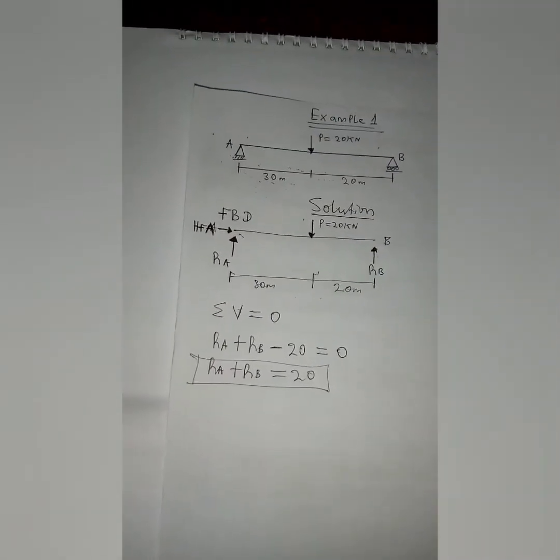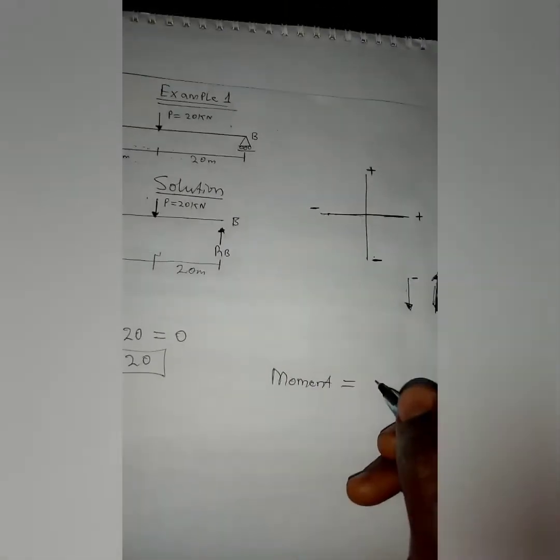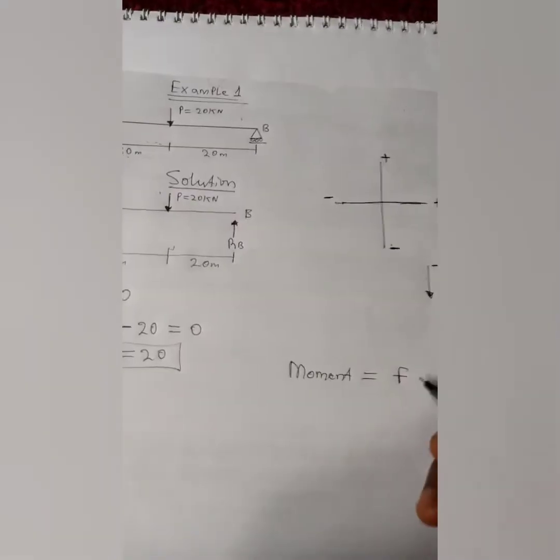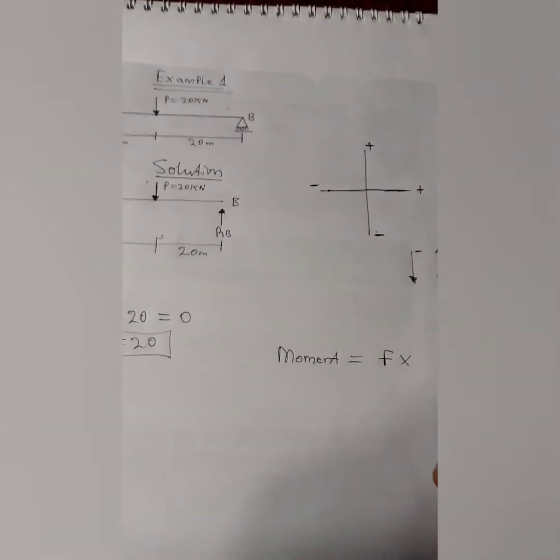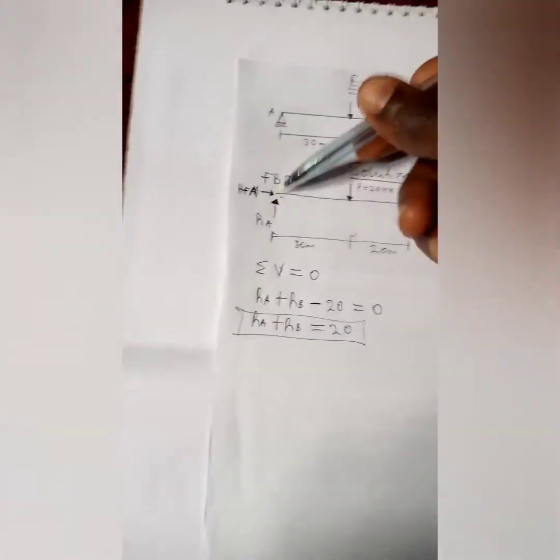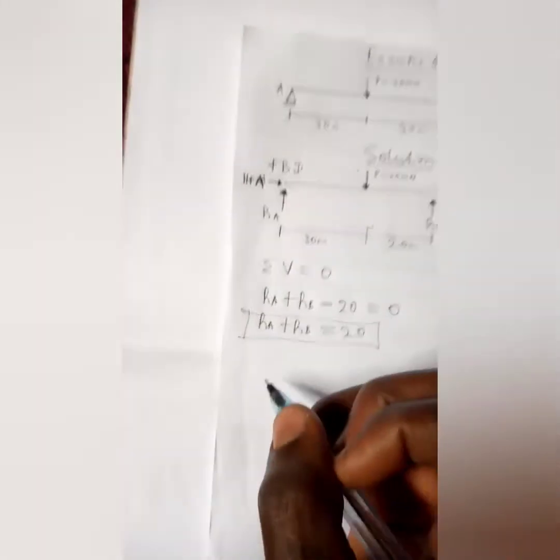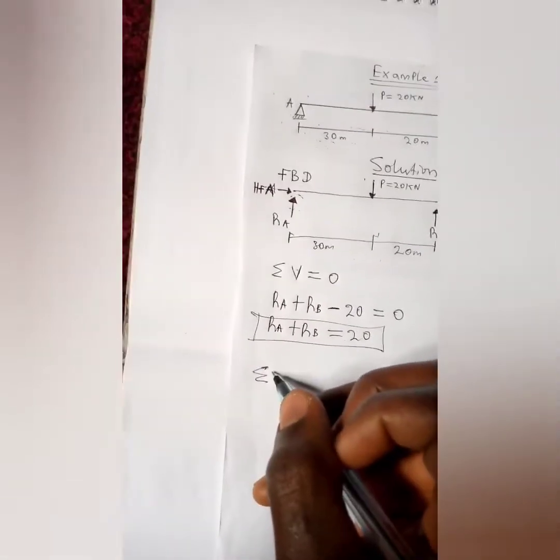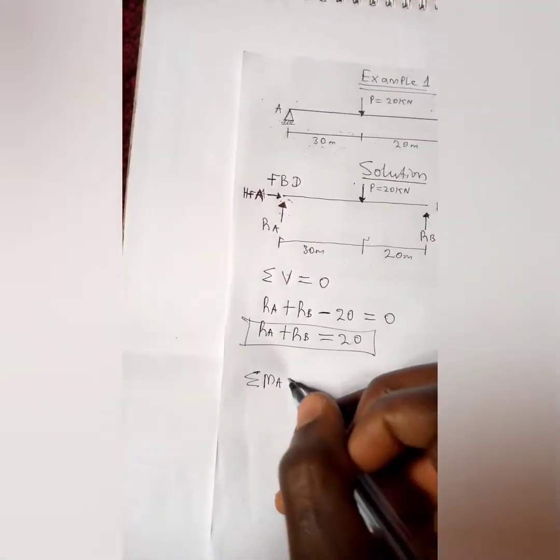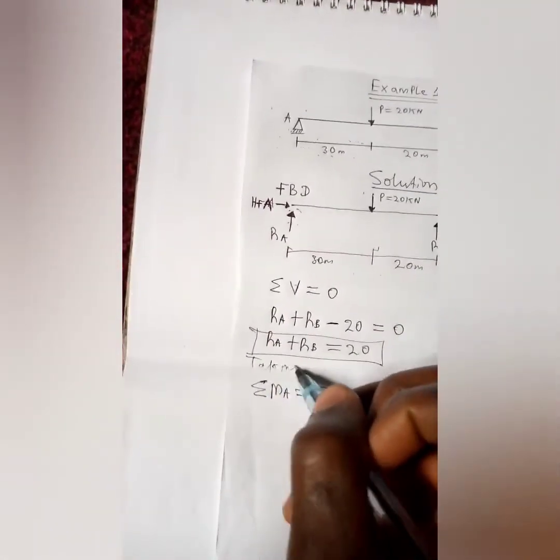So let's look at what we mean by moment. Moment is equal to force times perpendicular distance. From here, we are going to take our moment at this place, so we can say summation of moment at A, and we make it equal to 0.